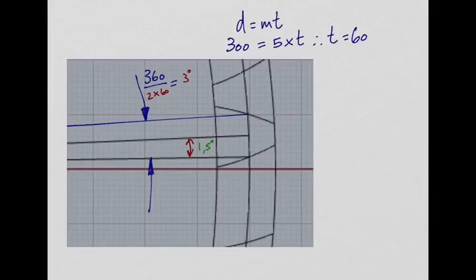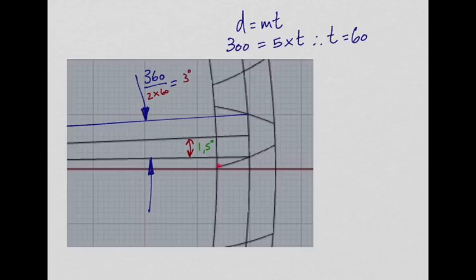Now, how many teeth does this gear have? Well, D equals MT. Pitch circle diameter is equal to module times number of teeth. We know the pitch circle diameter is 300. We've elected to use a module of 5, so it follows that there are 60 teeth. So we've got to generate 60 of these spread around the circle.